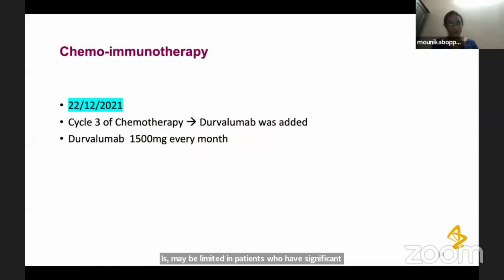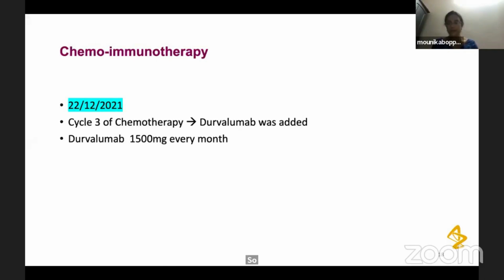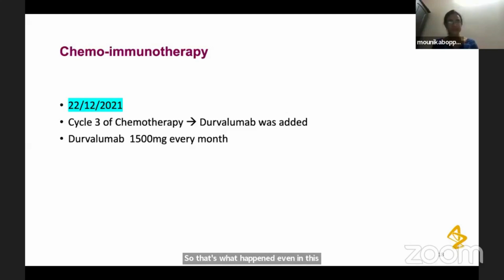So from cycle 3 onwards, durvalumab was added to chemotherapy. That we face most of the time in practice, that the decision for adding an immune checkpoint inhibitor may be delayed because of the cost, and the patient may be able to make the decision by cycle 2 or cycle 3. So that's what happened even in this patient. We added durvalumab from cycle 3, 1500 mg was given with cycle 3 and cycle 4, followed by monthly maintenance.